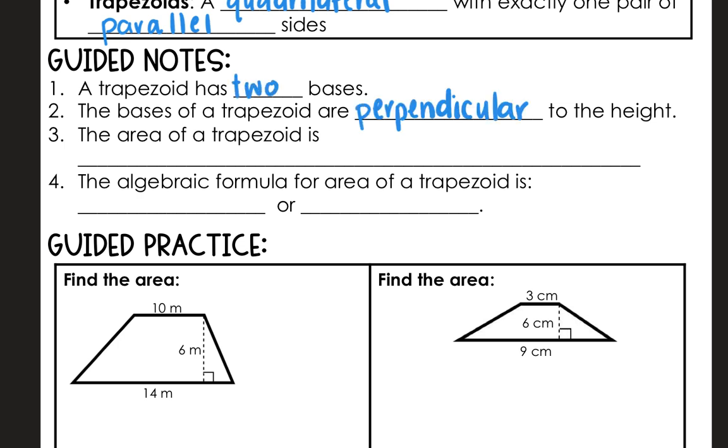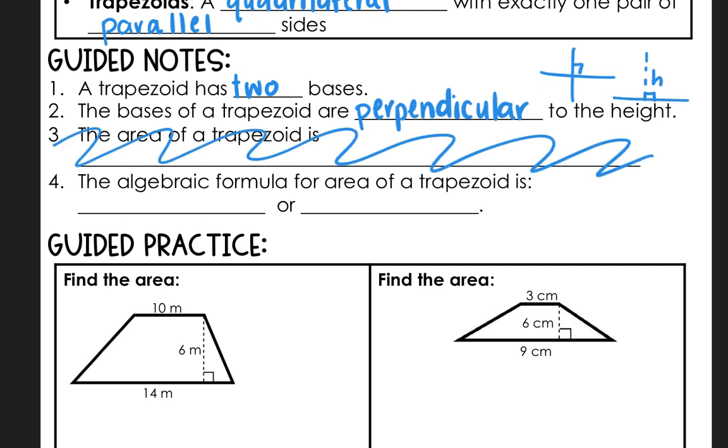The bases of a trapezoid are perpendicular to the height, and remember, perpendicular is 2 lines that cross at a right angle. So again, that's going to be our little dashed line. That's going to be your height most of the time. That'll be perpendicular to your bases. We are only going to use one area formula for a trapezoid. It is the same as the one that's on your STAAR reference sheet.